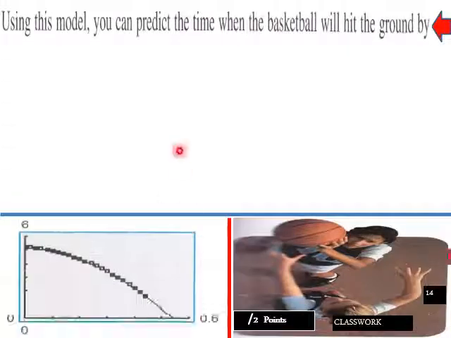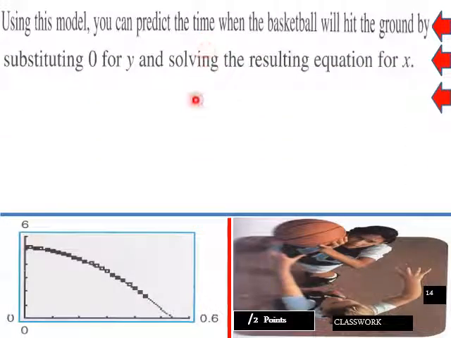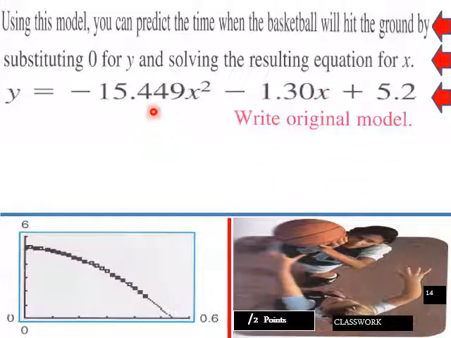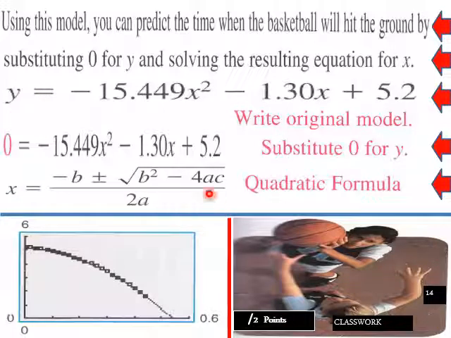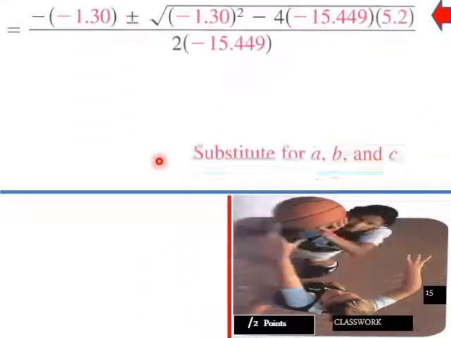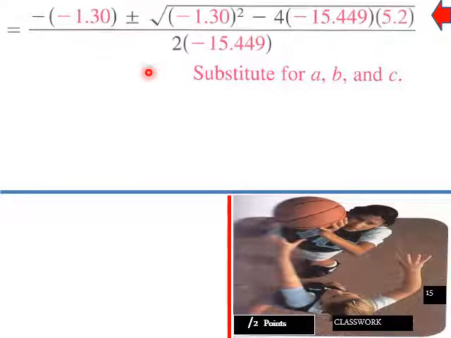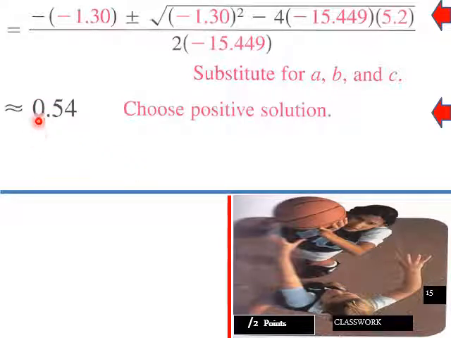Once we have that, using this model, you can predict the time when the basketball hits the ground by substituting 0 for y. So here's our original model, and we substitute 0 for y and solve for x. We're going to use the quadratic formula. When we plug in values from our quadratic into the quadratic formula, we end up with a positive solution. Once we crank this out, it will come out to 0.54.